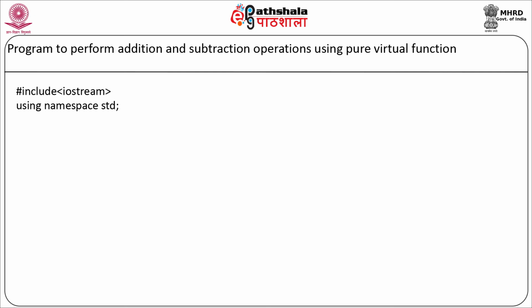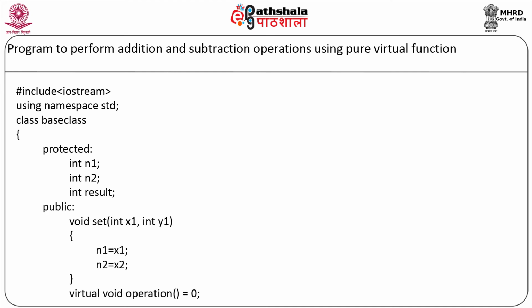We will start with the definition of the classes. class BaseClass { protected: int n1, n2, result; In public mode, we will declare our member function as void set(int x1, int x2) { n1 = x1; n2 = x2; }. Now we will declare our virtual function, which will be a pure virtual function, as virtual void operation() = 0. Now we will declare the third member function as int getResult() which returns result, and our class definition will end here.